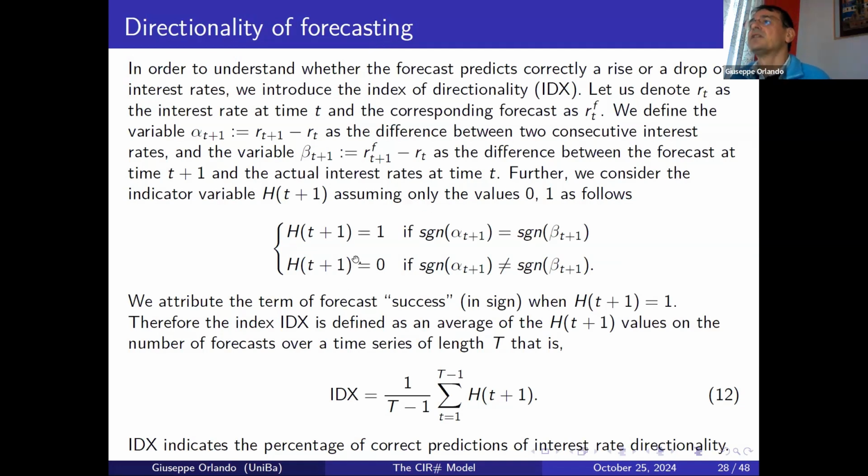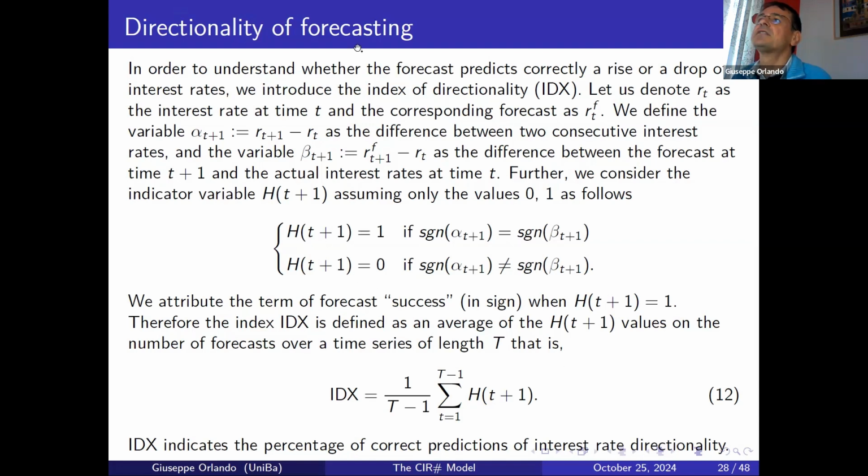What is this? So there are two problems when we make a forecast. The first problem is to be close to the results, to the actual values. And the second thing, which is quite important for a trader, is to be right in the direction. So if I forecast that the interest rates will go up or down, is this forecast correct or not? This is the main question.